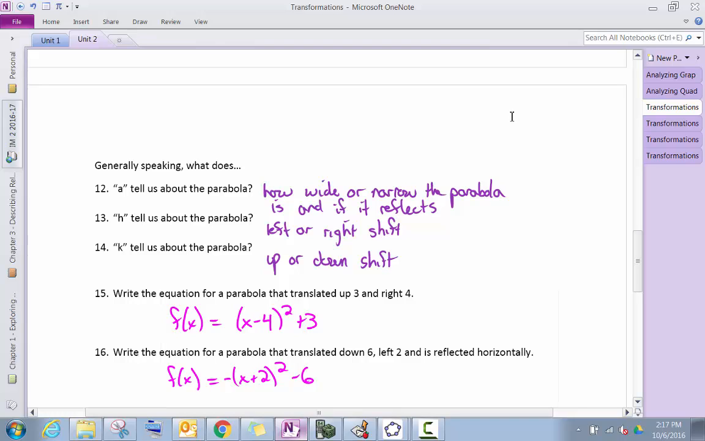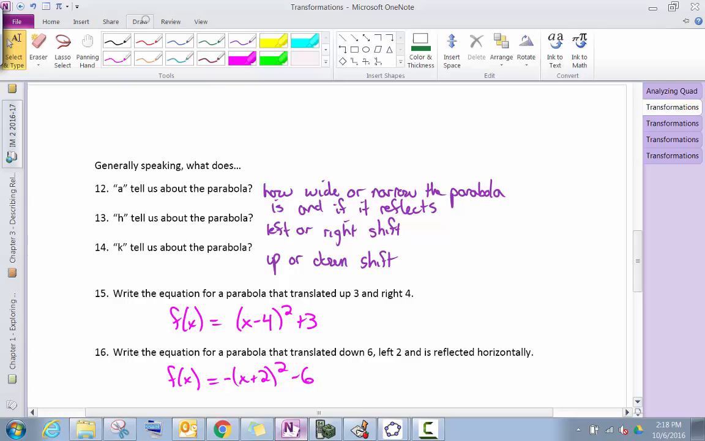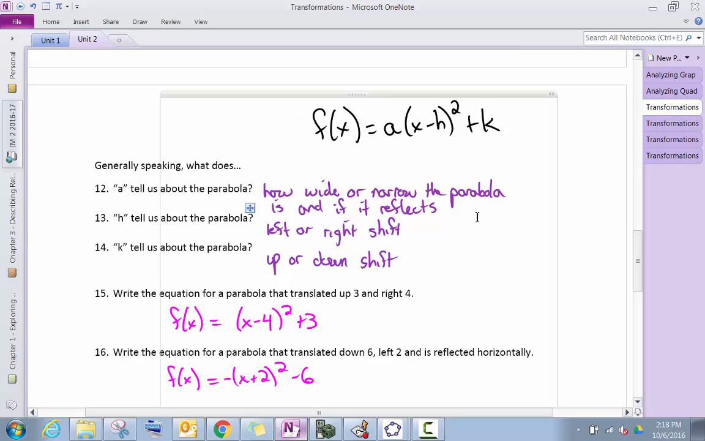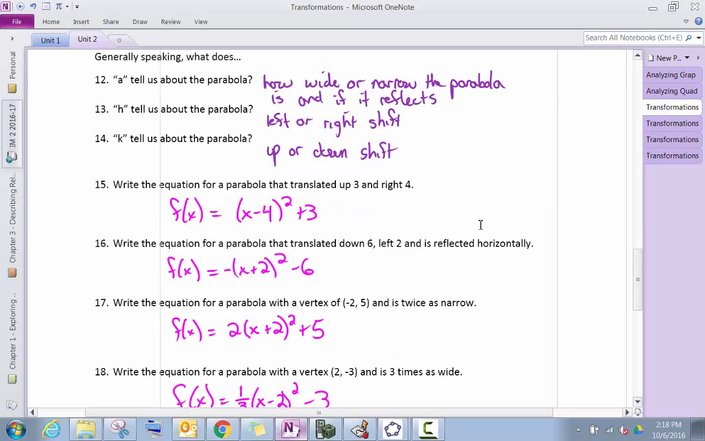So, what does that mean? A tells us how wide or narrow the parabola is, and if it reflects. H tells us our left or right shift. K tells us our parabola up or down shift. And of course, I'm talking about in this form, f of x, or y, equals a times x minus h squared plus k. Notice the minus h, which is why it's the opposite of what it looks like.